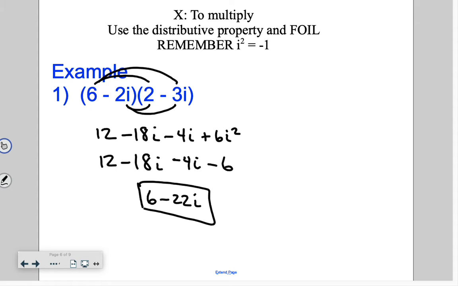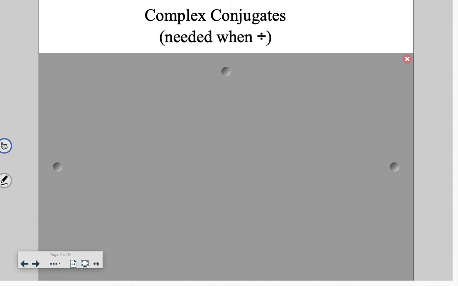So complex number times complex number, in this case, gave me a complex number. There are times, however, when you multiply these two together, you actually get a real answer. And here's where we're going to talk about that.